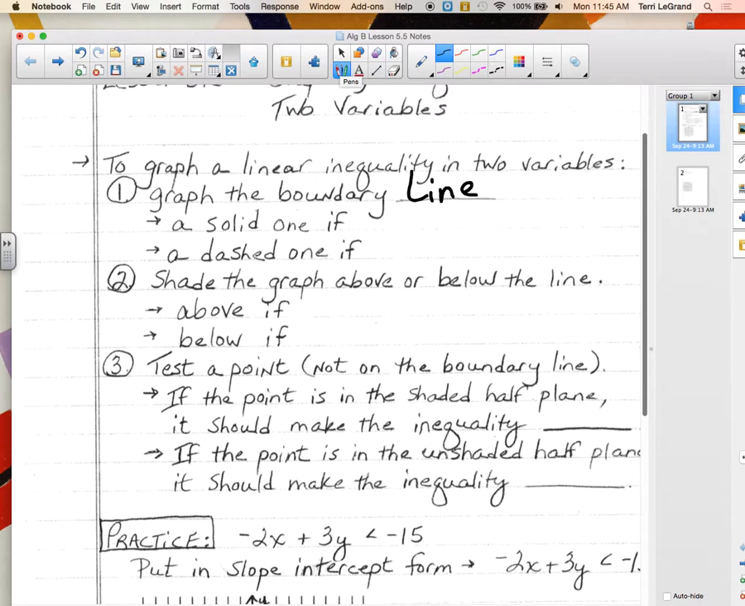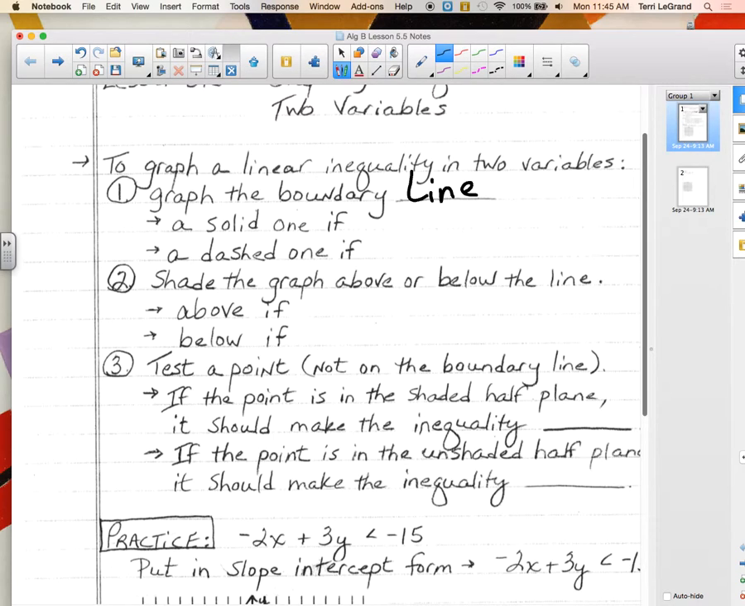You're going to have to graph a line, and then you're going to have to make a decision. Once you take your straight edge to draw a straight boundary line, you have to decide: should I make it a solid one, or a dashed one? She called it dotted. They're the same thing, leaving spaces, in other words, not making it solid.